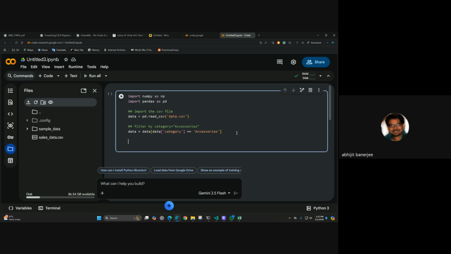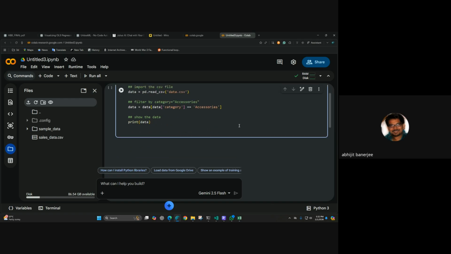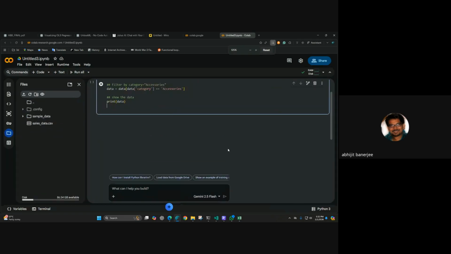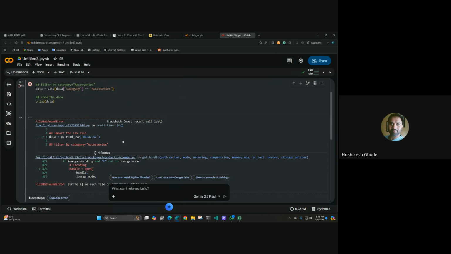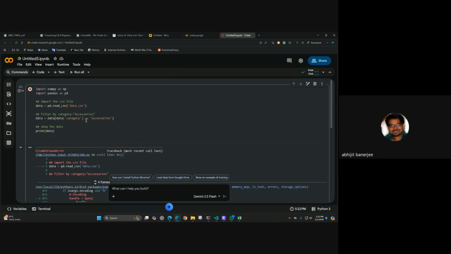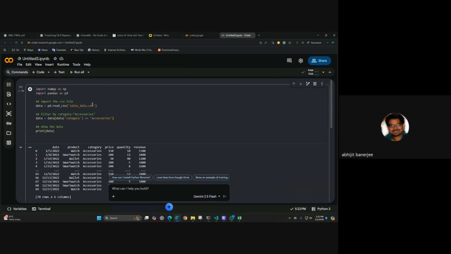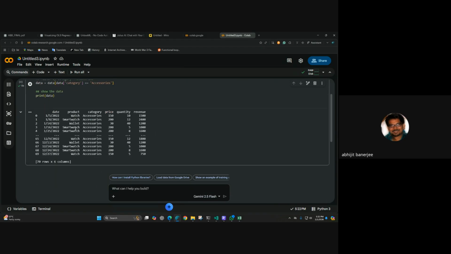Fine. Now I need to show you the data, which is basically print the data. Now I'll run this. No such file. Okay, my name of the file was sales underscore data. We have the data only for the accessories.